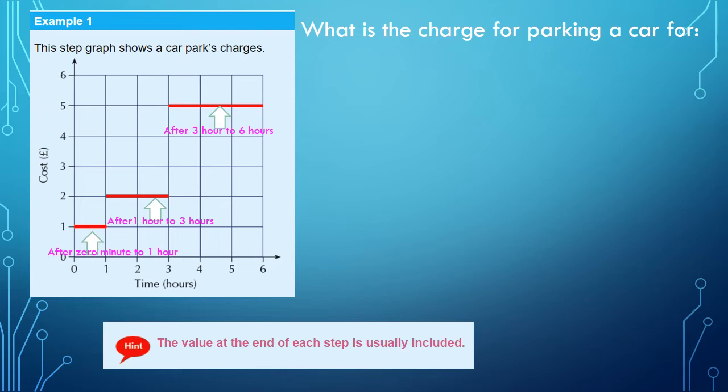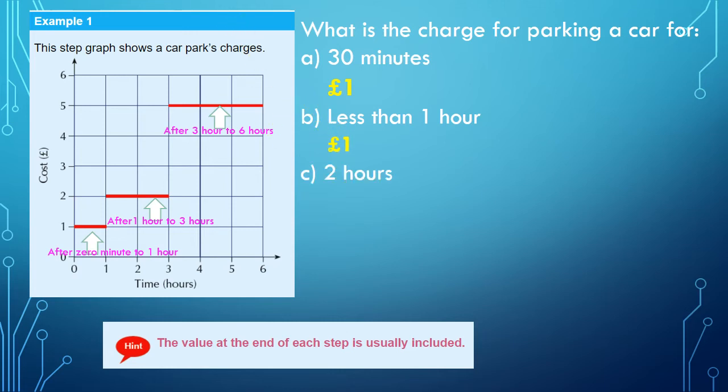Let us start with the first question. What is the charge for parking a car for 30 minutes? 30 minutes, I have to go to the first line. So I have to pay £1. Less than an hour, also it's in the first interval, so it is also £1.